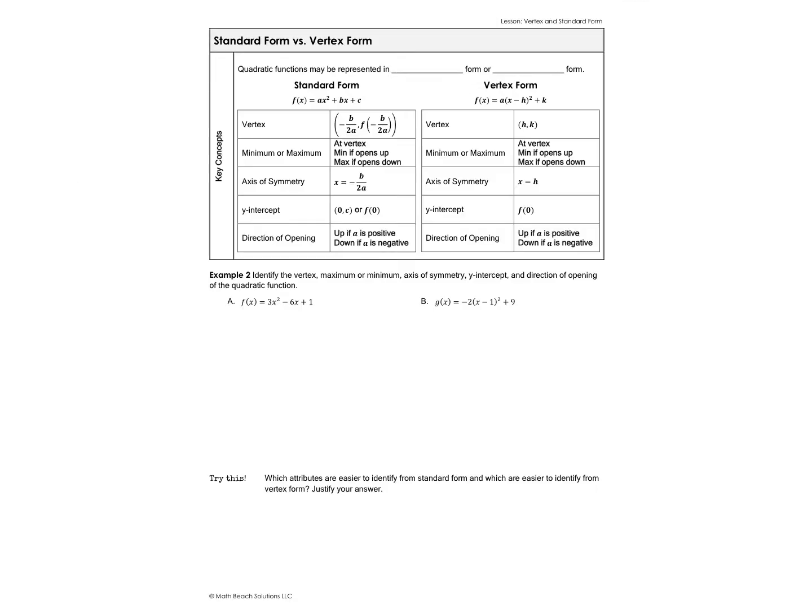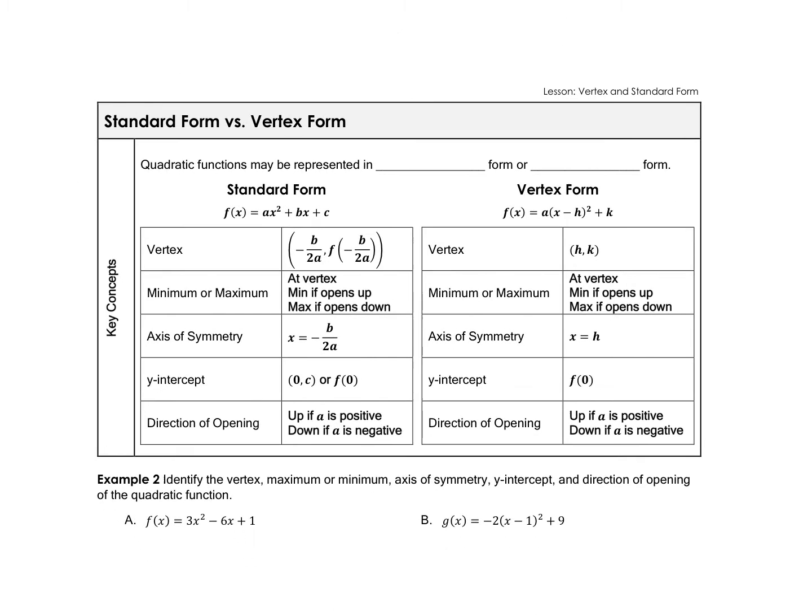Okay, let's take it back. Now, there's the standard form that I was talking about on the front, but there's also vertex form. So there's a couple of forms that we can see in a quadratic. So standard form, and then there's your vertex form. So quadratic functions may be written in standard or vertex form.